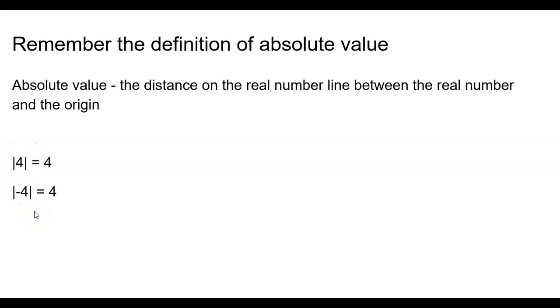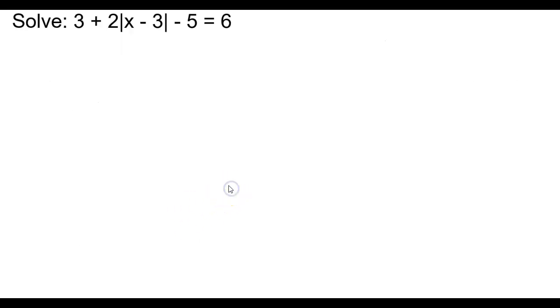Now, we also know that the absolute value of -4 is 4, because -4 is also 4 units from 0. So you'll notice whatever comes out of the absolute value bars is positive. Because both values are 4 units from the origin, they both have an absolute value of +4. Now let's take that and go into our multi-step equations dealing with an absolute value.